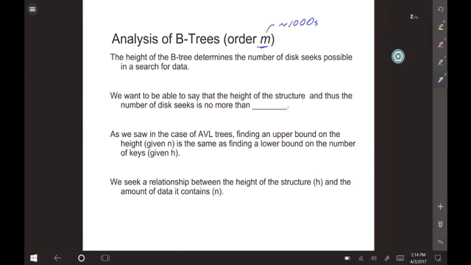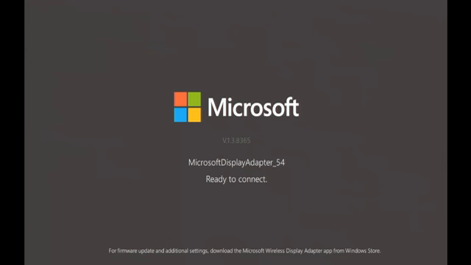All right, so here's what we observe. The height of the B-tree, the tallness of it, the distance from the root to a leaf, determines the number of disk seeks possible in the search for any particular key. I want to clarify pieces of this. Disk seeks are very expensive. They are the thing we want to minimize. When we say possible here, we mean worst case.